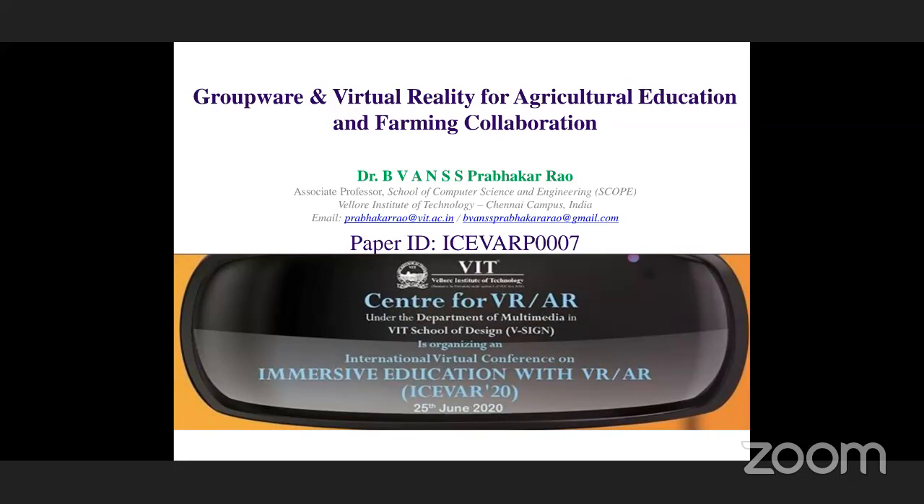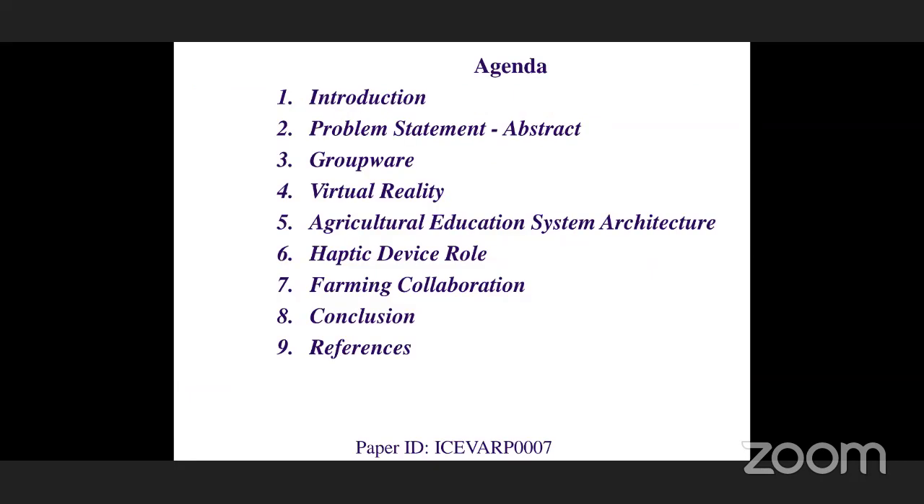In this area, there is an introduction and problem statement: what is groupware, why it is connected to this, and why virtual reality will be useful. Next, why we have to choose the agriculture field and what the connection is between these two things. And one more new component, the haptic device. Then the conclusion and references. These are the things I want to discuss.